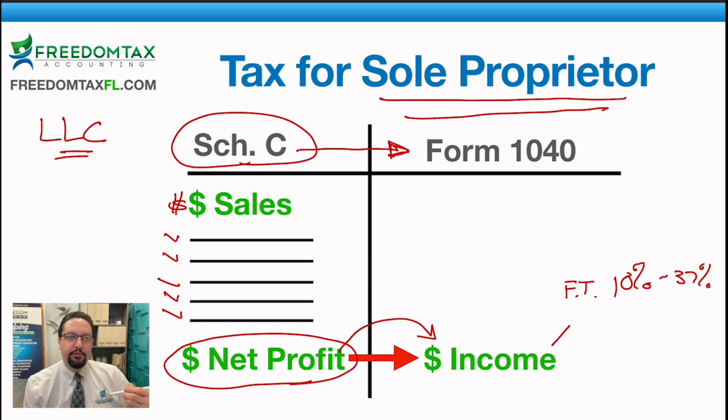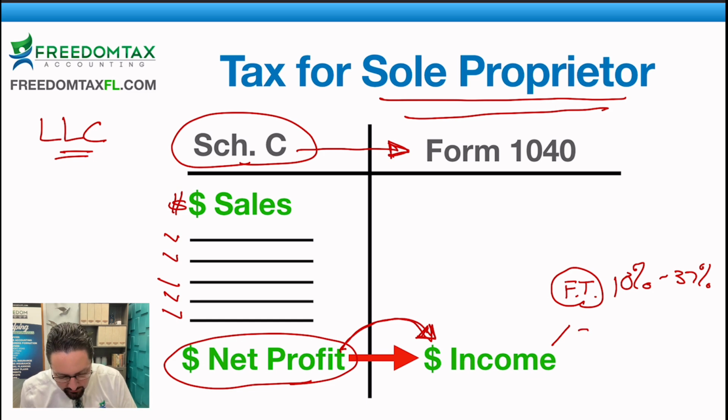Why? Because the tax rate is determined by the total household income. So the total household income will determine the tax rate that this net profit is going to pay on your personal tax. Now remember, we're recording this video in 2021. So these are the current tax rates. This may change a little bit in the future, but tax rates don't change that much.